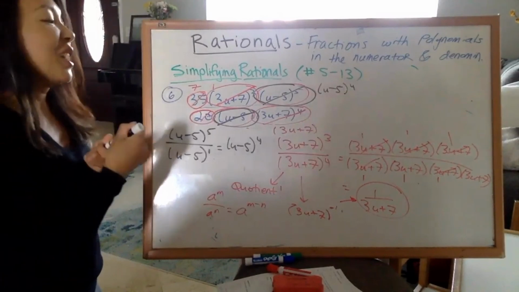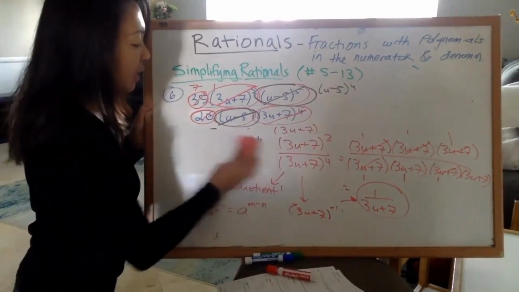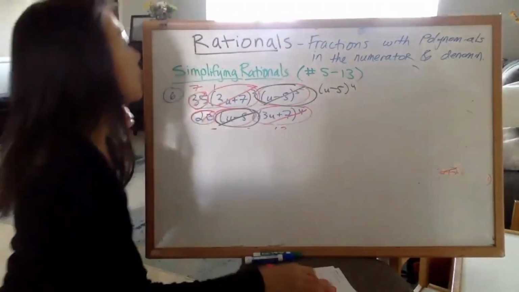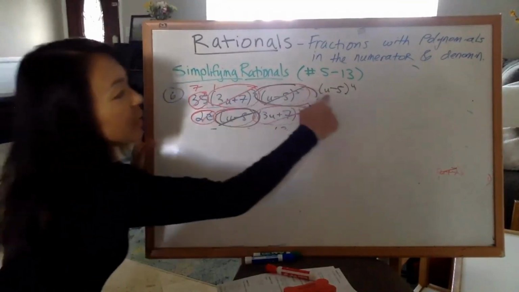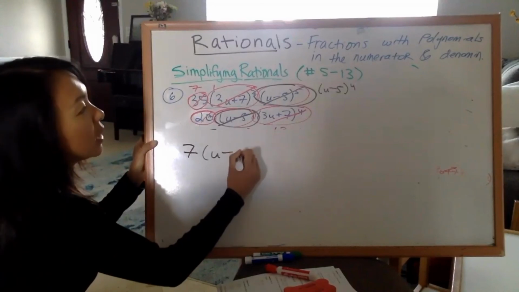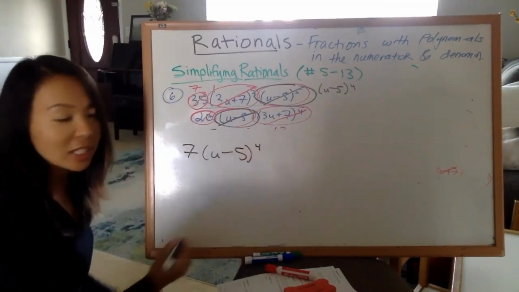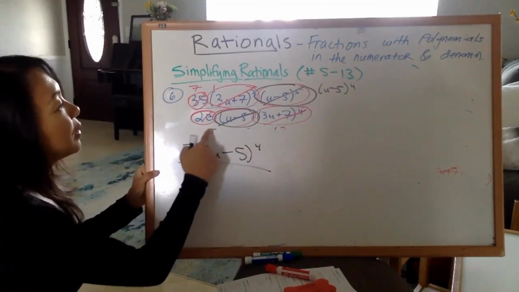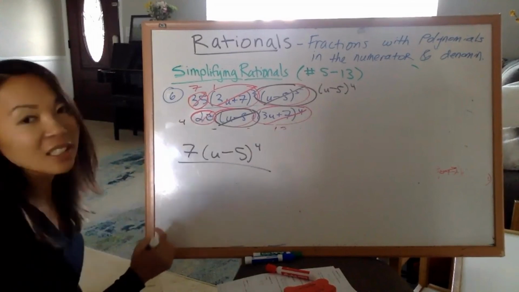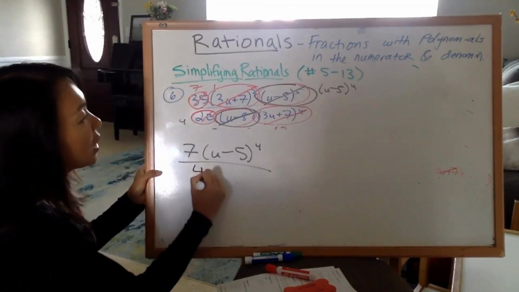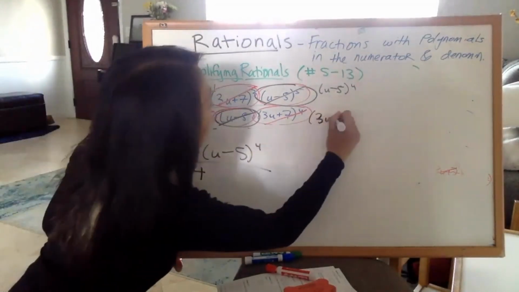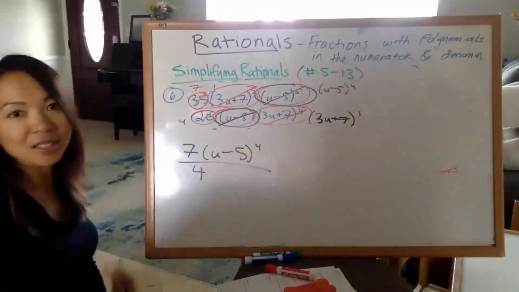Super messy, right? So I'm going to erase this just to make it look nice and neat. On top I end up getting 7 times 1 times u minus 5 to the 4th. 7 times 1 is just 7, times u minus 5 to the 4th, right? In the denominator, I think I accidentally erased this, but there's a 4 here. In the bottom, I have 4, and the 3u plus 7 to the first power that I accidentally erased, sorry.